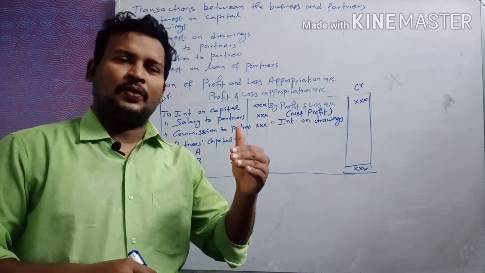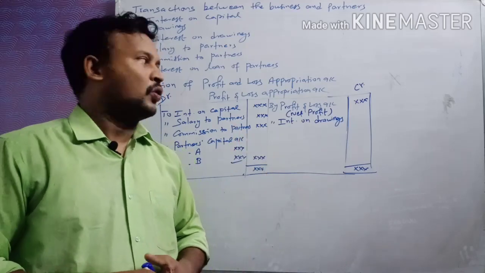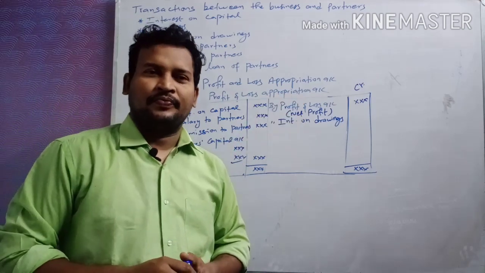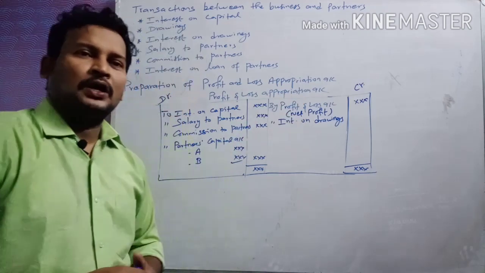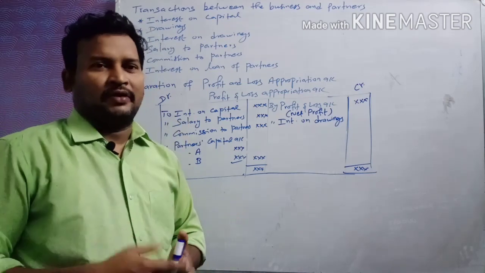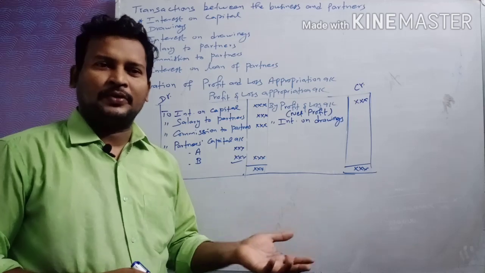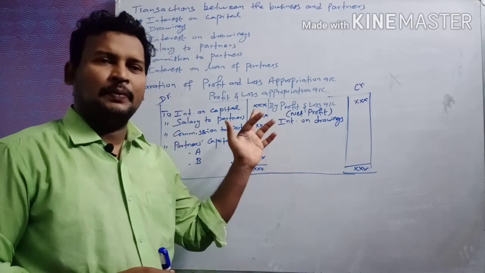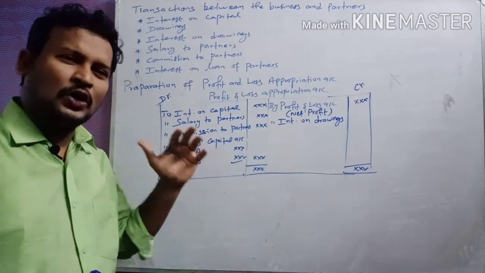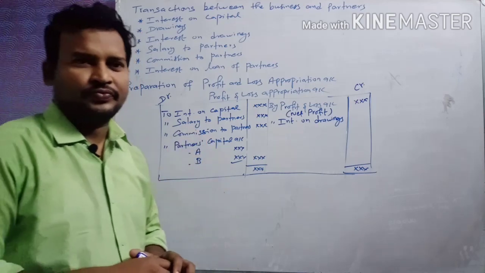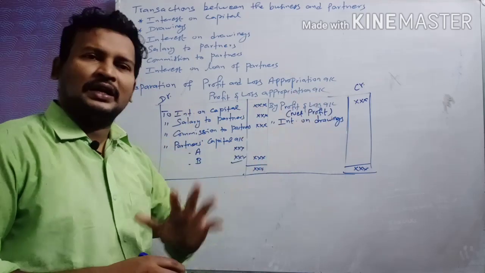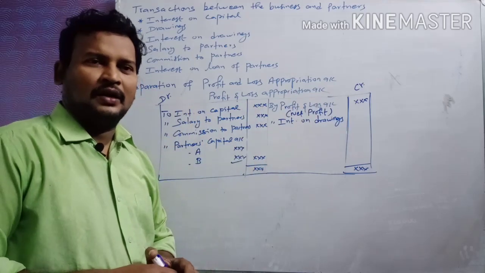After the preparation of profit and loss account, another account called profit and loss appropriation account should be prepared. This account is prepared to record the transactions between the partners and the business. All the transactions between the business and the partners should be recorded in the profit and loss appropriation account. It is also like a profit and loss account. Expenses are to be recorded in the debit side, incomes are to be recorded in the credit side, right?